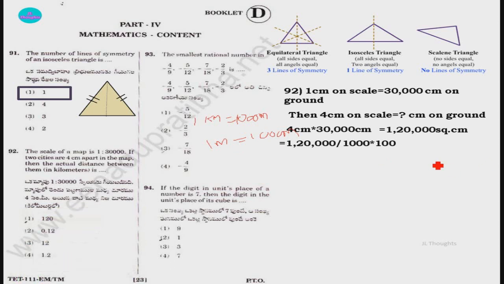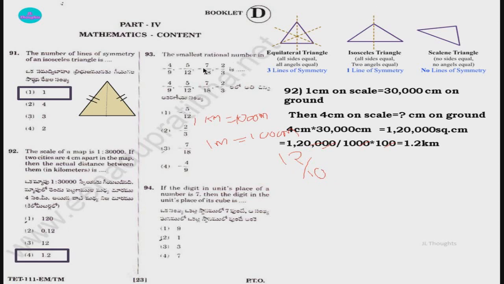Now we'll cancel these two zeros and these two zeros. So what are you getting? 12 divided by 10. 12 divided by 10 means how much is it? 1.2 kilometers. So answer for us is 1.2 kilometers.